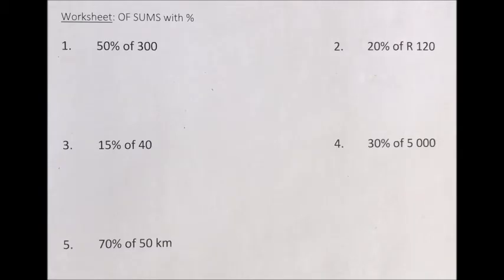At the bottom of your explanation page, you have your first worksheet that you need to complete. Remember, you must change the percentage to a fraction. So you've got 50%, 20%, 15%, 30% and 70%. You change those percentages into a fraction with a denominator of 100, and then grade 6s, remember to simplify. If you do not simplify, you will probably have to use method 1. If you do manage to simplify, you can use method 2. Remember, what you do at the top, you must do at the bottom if you simplify.